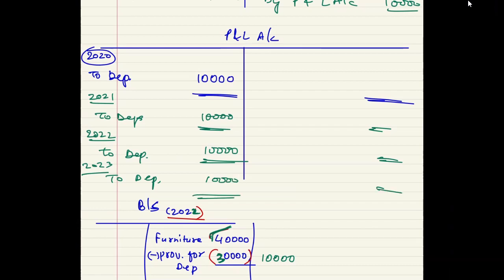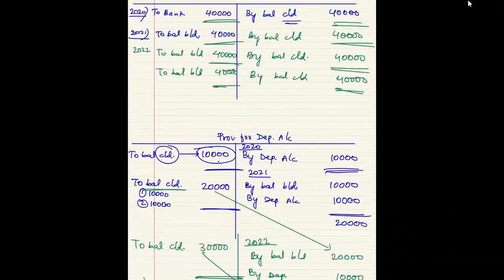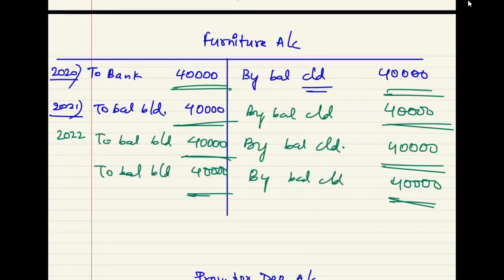But now, if the question specifies that the asset is disposed of, it means it is scrapped. Now, what can we do? Before closing the fourth year, instead of writing balance carried down, we will transfer the whole asset balance to an account called asset for disposal.